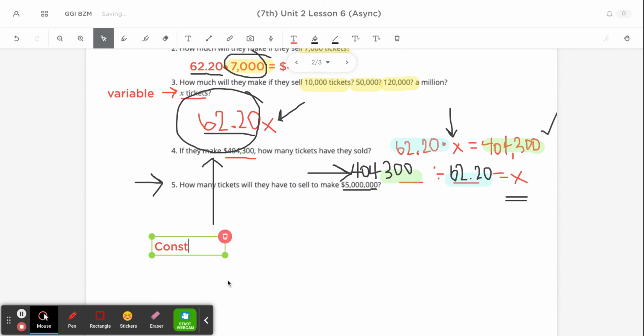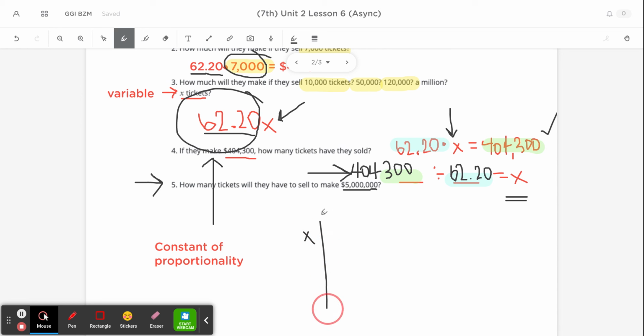And the reason is because if you can imagine a table, like if on one side of the table I had the number of tickets, x, and on the other side of the table I had the total cost, you would always be multiplying x times 62.20 to tell you the total cost.